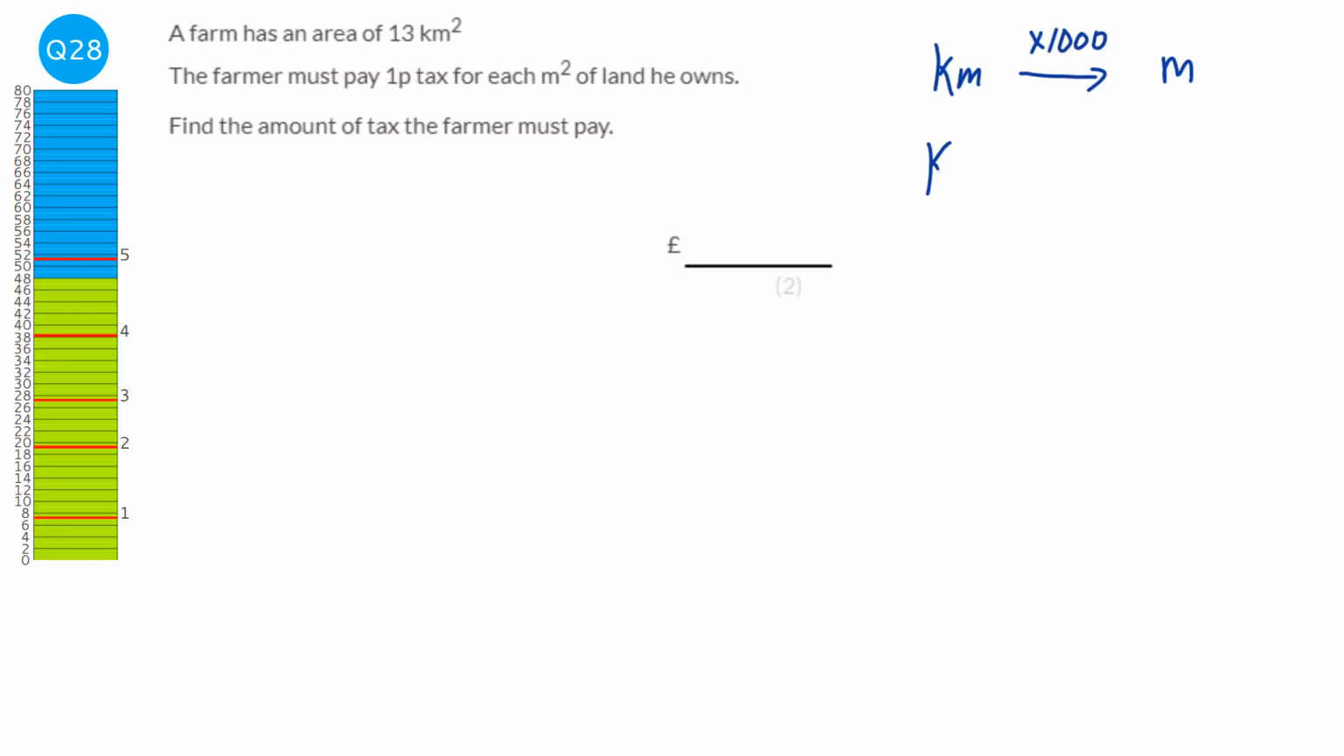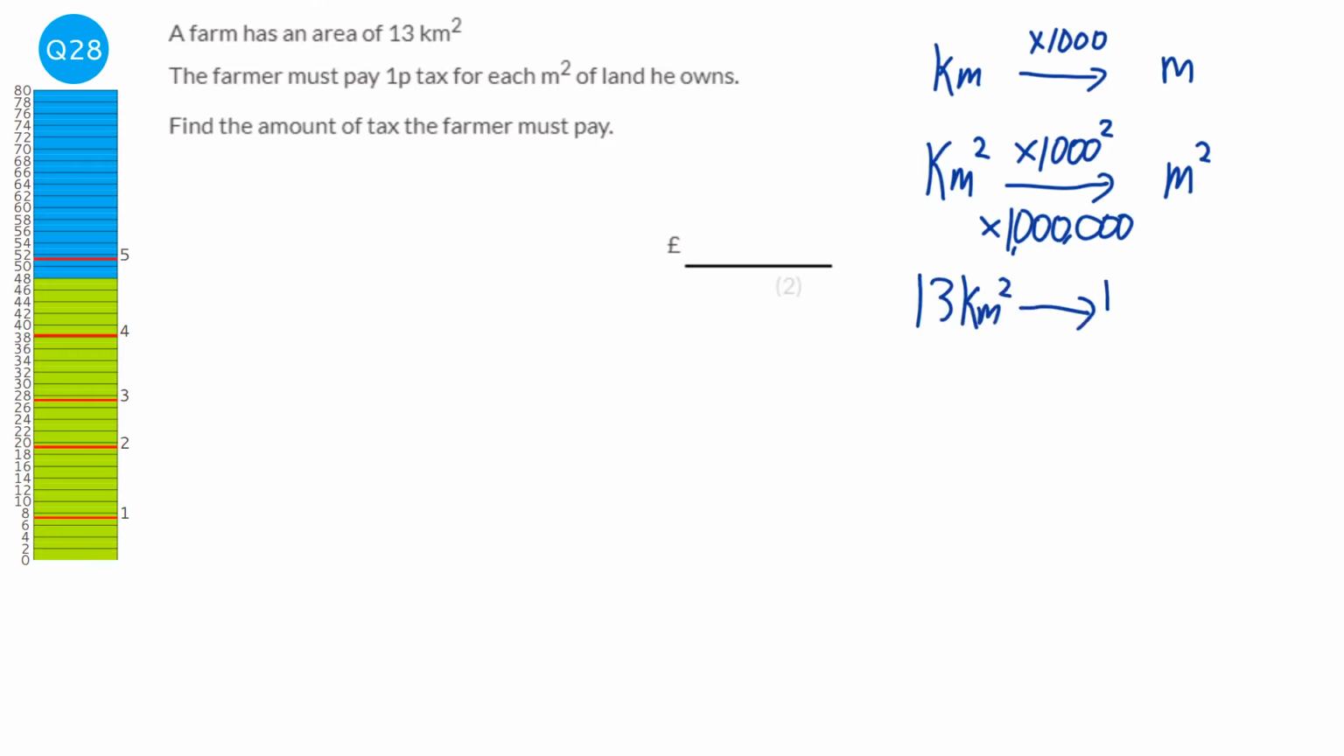But if I have something in kilometers squared and I want to convert it into meters squared, I actually times it by 1,000 squared, which is 1,000 times 1,000. So I'm actually timesing it by not 1,000, but 1,000 squared. So that's another 3 zeros. You can see here that that's a million. So we times it by 1,000,000. So 13 kilometers squared is going to be the 13, and then it's going to be times by 1,000,000. So 1, 2, 3, 1, 2, 3. So it's going to be 13 million.